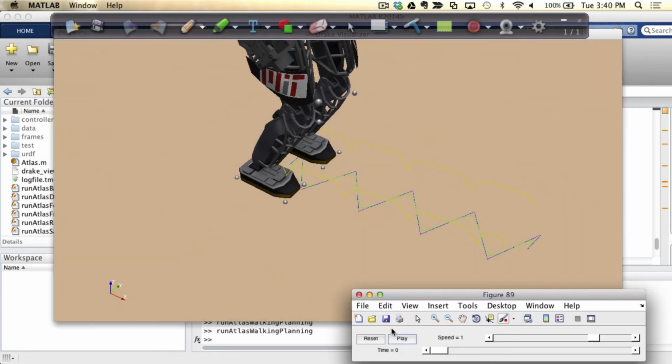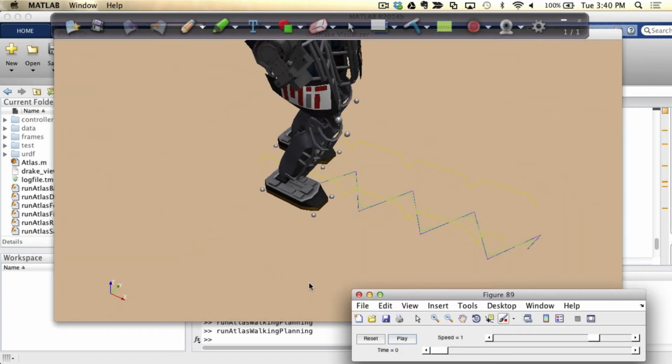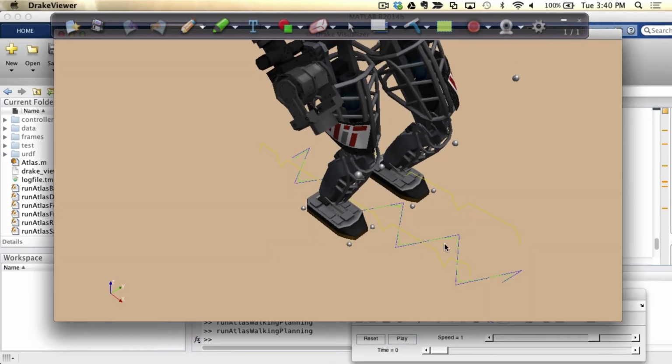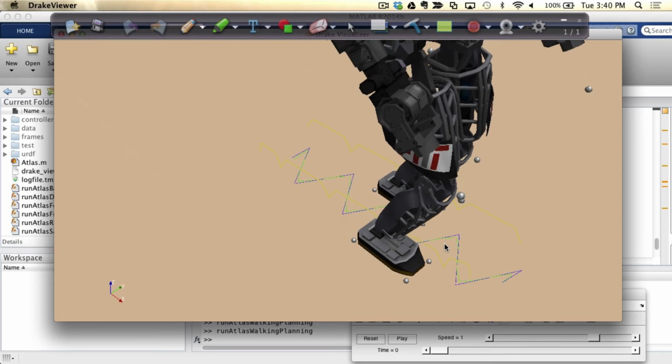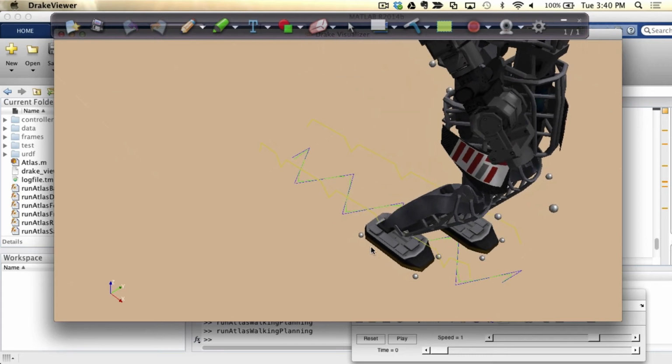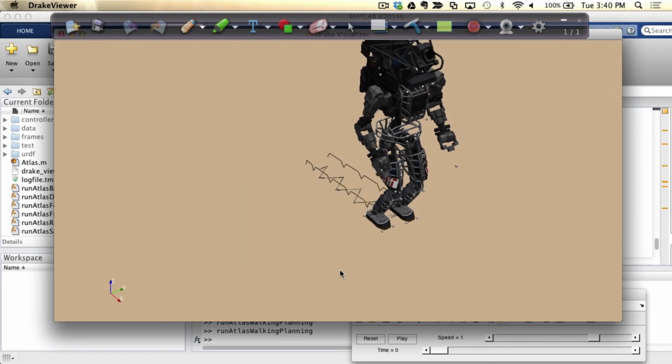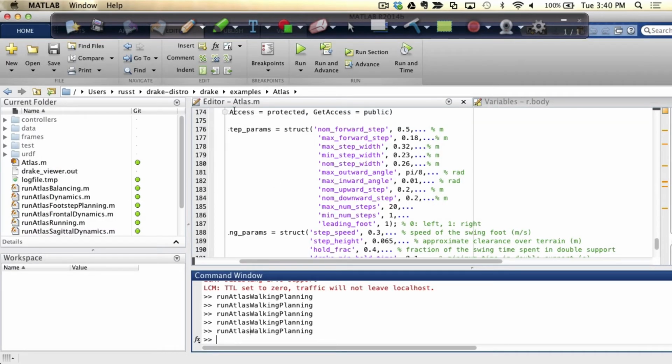And I can play it out. Off we go, walking. Full body motion plan, on demand, hitting footholds as necessary, real-time planning. Is this part of the matrix? Yeah, it's in there. Okay, so you have that example. It's just in examples atlas.